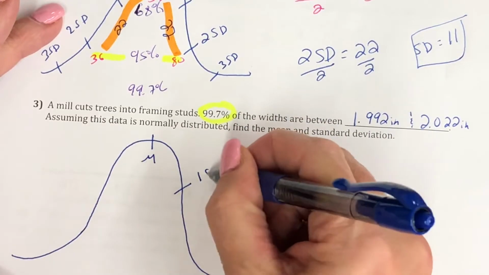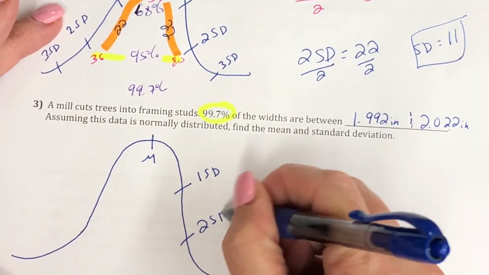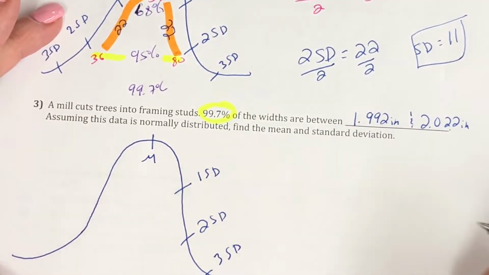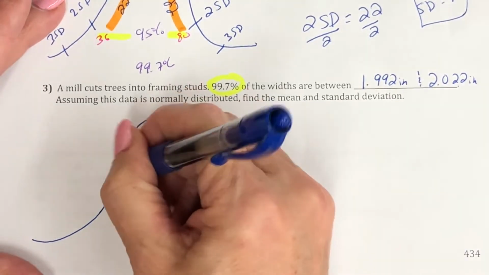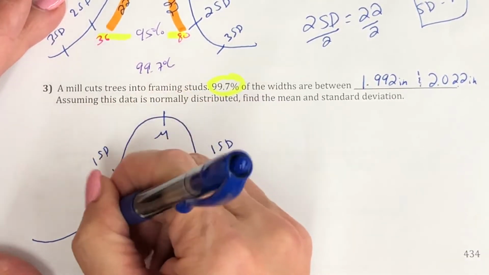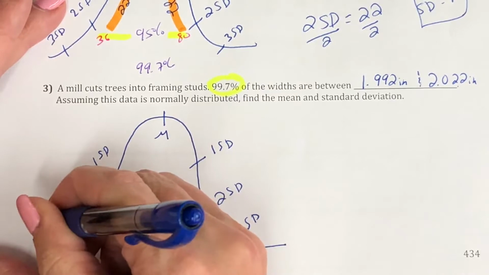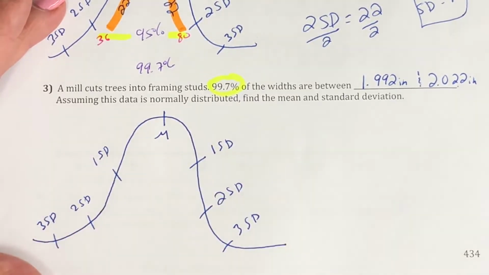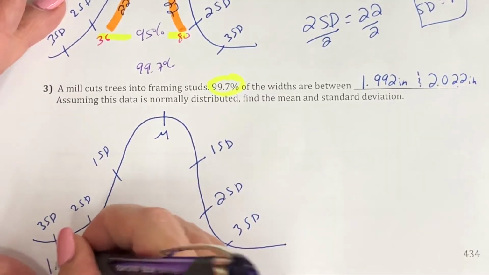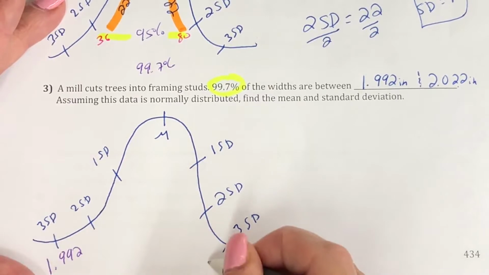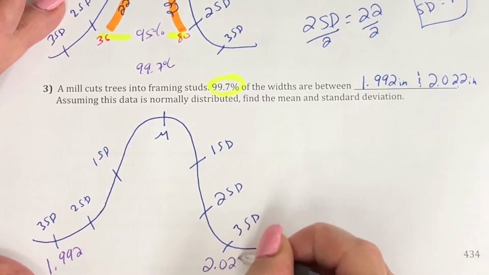mu. So 1, 2, 3, 1, 2, 3. And I know that since it's 3 standard deviations away, this is going to be 1.992, and this is 2.022.